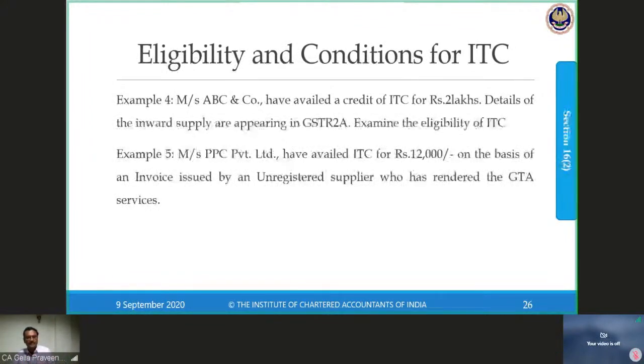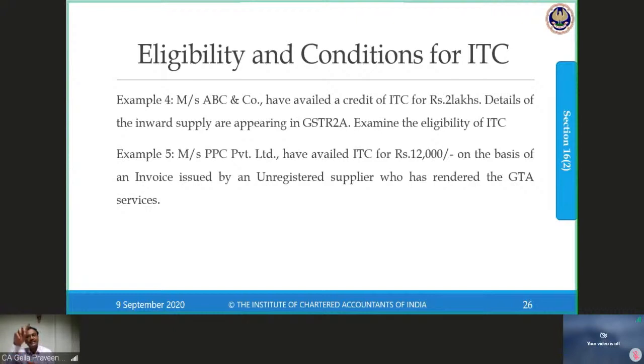Next is, Mrs. PPC Limited have availed input tax credit of rupees 12,000 on the basis of an invoice issued by an unregistered supplier who has rendered the GTA services. Now here the question is, first and foremost, when the supplier is an unregistered person, how can I take the input tax credit? Answer for that is, I can take input tax credit when I purchase from an unregistered person.